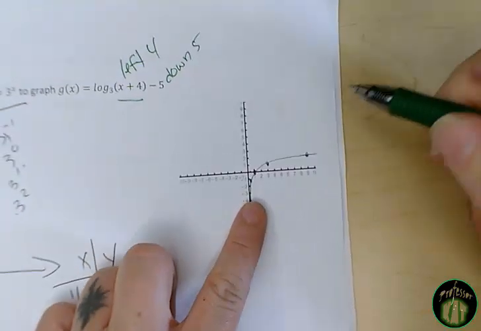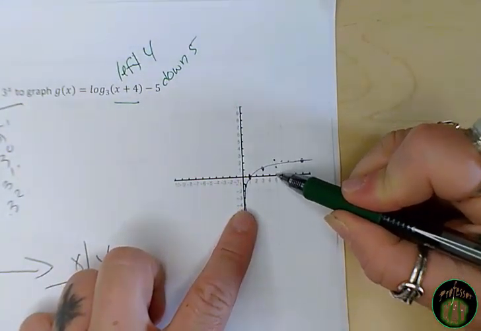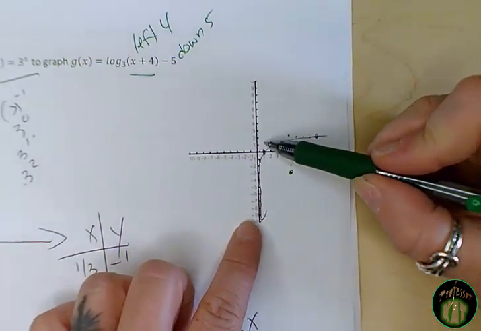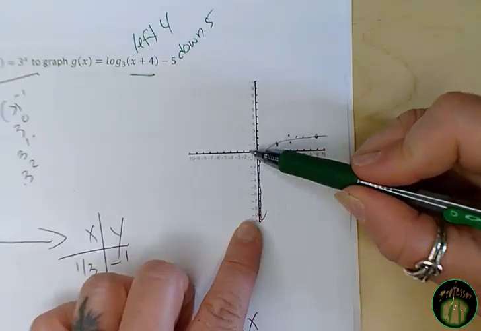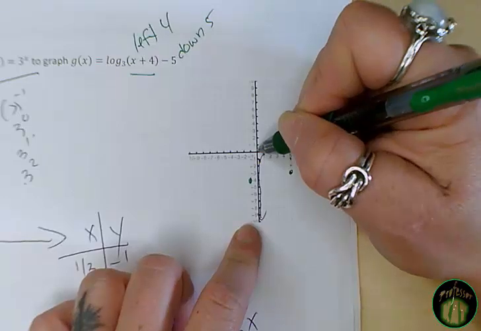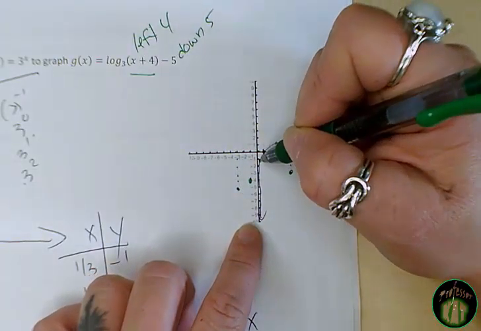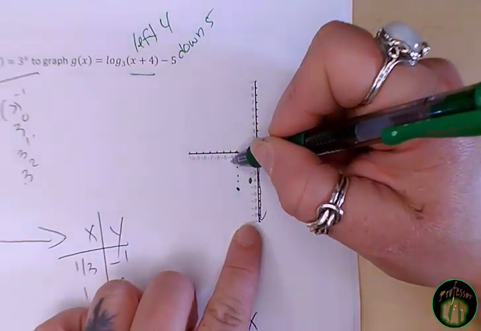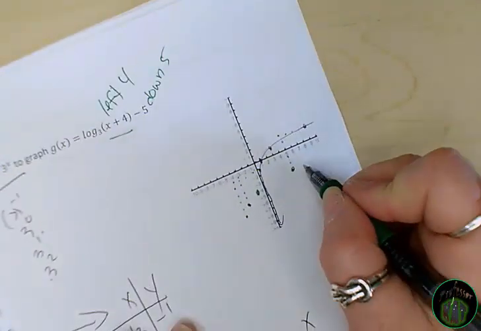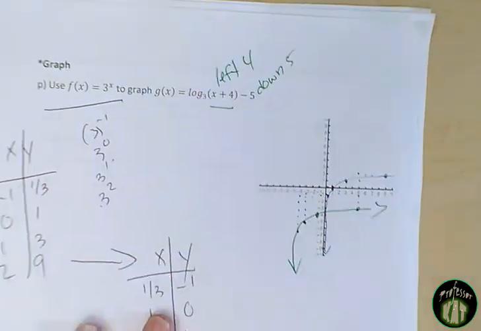So I'm going to take every point here and go left 4, 1, 2, 3, 4, down 5, 1, 2, 3, 4, 5. Same thing for the rest of the points. Left 4, down 5. Left 4, down 5. And the last one, left 4, down 5, somewhere around there. Connect the dots, and that is what this graph would look like.